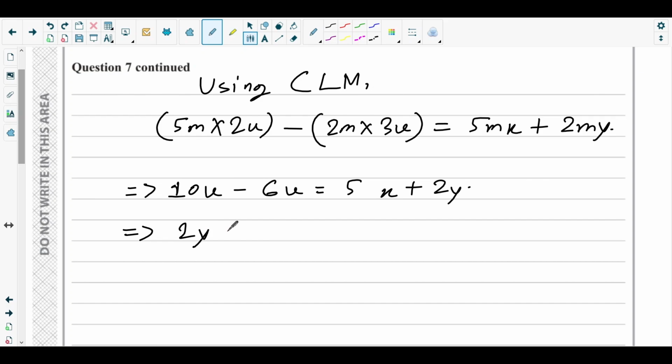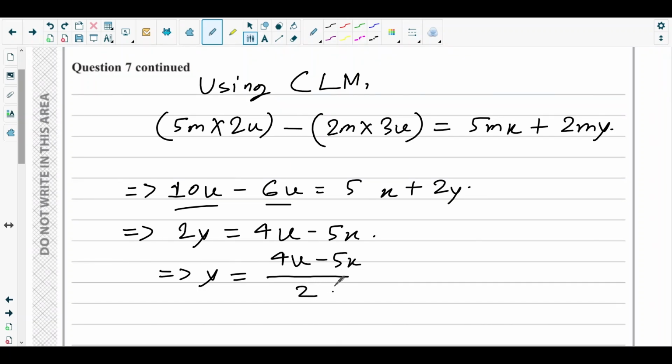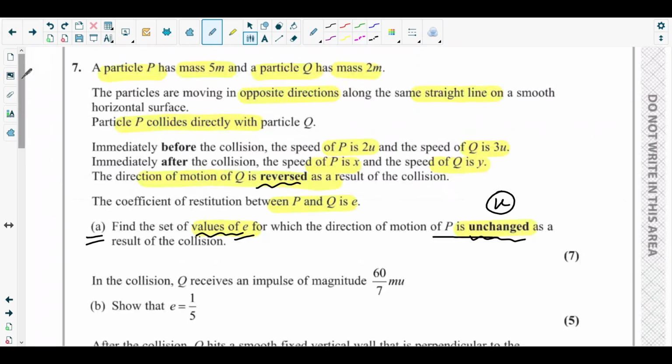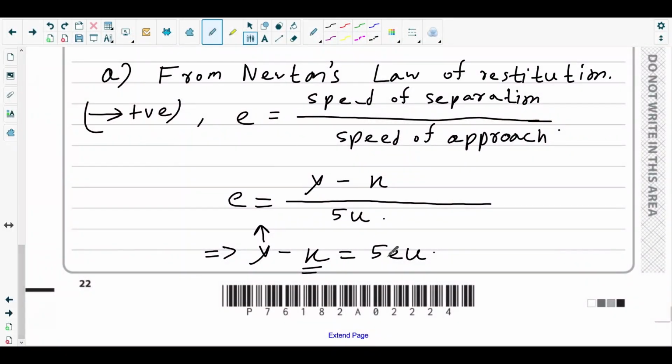So make 2y the subject. 2y equals 10u minus 6u, which is basically 4u, minus 5x. So the substitute for y is (4u minus 5x) over 2. Okay, now put this equation of y into the previous equation. In the previous equation, in place of y, we will substitute that.